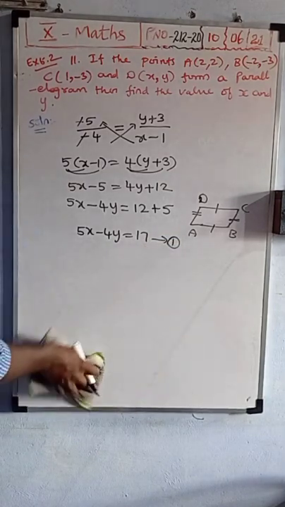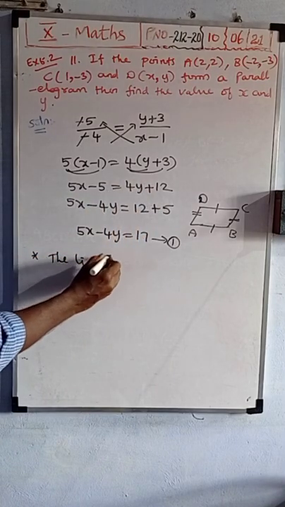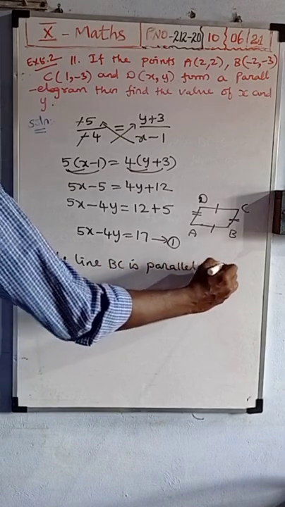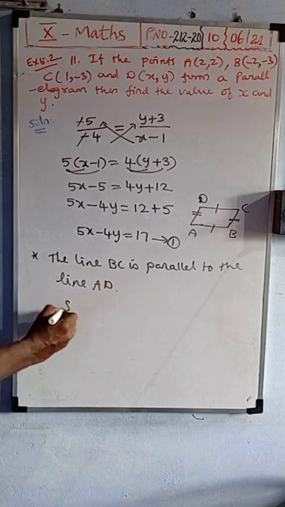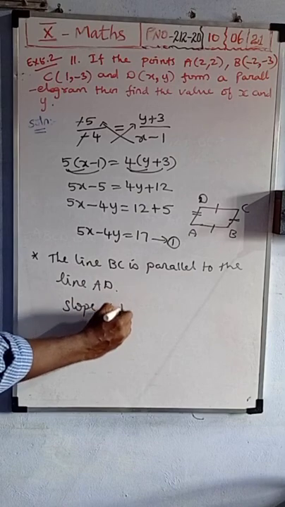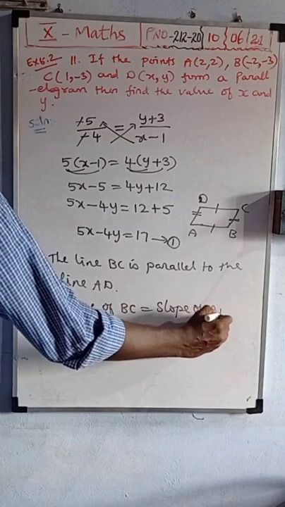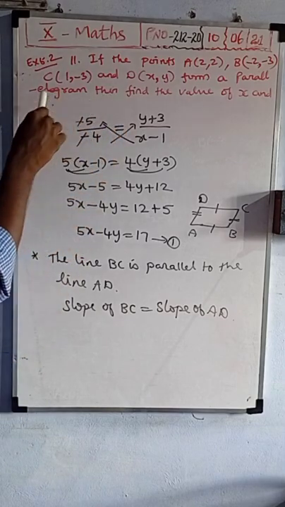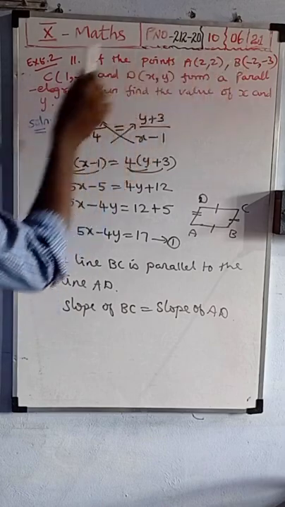Next, these two lines are parallel. Now next, the line BC is parallel to the line AD. That means these slopes are equal. Slope of BC is equal to slope of AD. Now slope of BC: choose the B and C points. B point is x1 y1, C point is x2 y2.